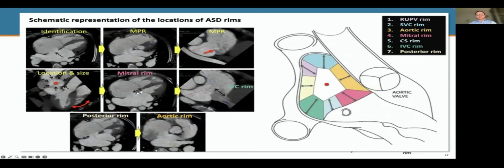Here we can basically stop at every station, going clockwise, for example, from the aortic rim to the mitral rim, then to the CS rim, to the IVC rim, and so on, and provide all these measurements. Or, for example, the mitral, the IVC, the posterior rim, and the aortic rim.